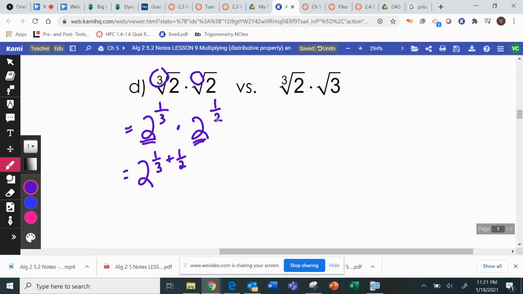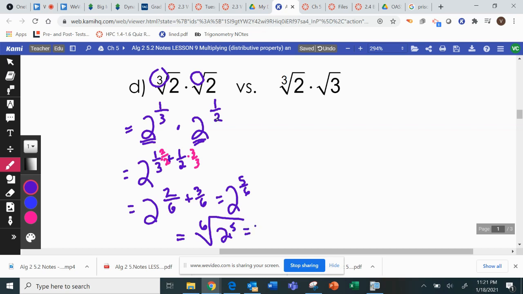In order to add exponents, well, these are fractions, so I would need a common denominator, which is going to be a 6. So this one I'd multiply by 2 over 2. This one I'd multiply by 3 over 3. Now we get 2 to the 2 sixths plus 3 sixths, which is 2 to the 5 over 6. And we can rewrite that as the 6th root of 2 to the 5th, or the 6th root of 32.